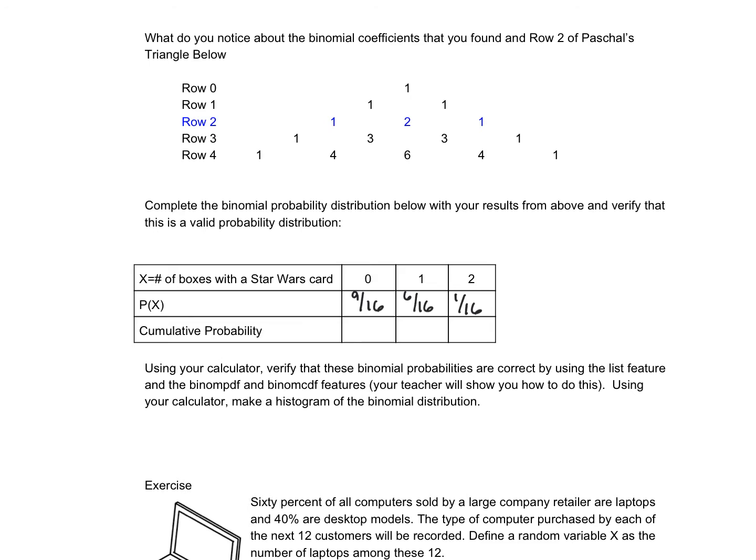Think of cumulative probability. This is 9/16. 9 plus 6 is 15, and then 15 plus 1/16 is 16 over 16, which is 1. And doesn't this prove that it is a valid distribution? Yeah. Adds up to 1.